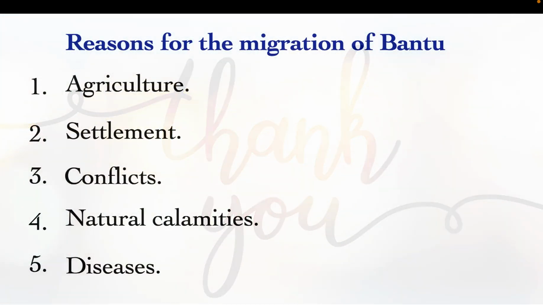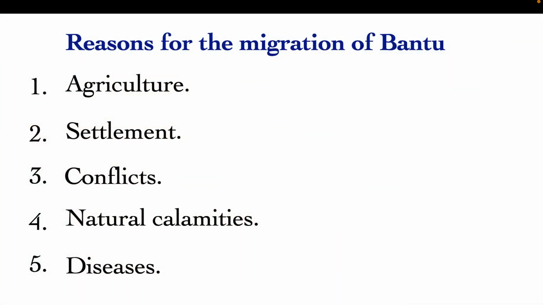They were looking for new lands for agriculture. They were looking for new lands for settlement as a result of the growth in the population. Internal conflicts arising from population pressure led to migration. Natural calamities such as drought and famine led to migration. The outbreak of diseases caused migration.